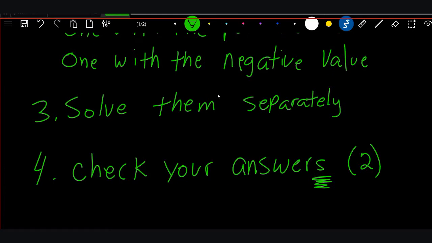And then the fourth step is to check your answers. Plural. Interesting right there. Look at that. Plural. You're going to get two answers on these, one for the positive side and one for the negative side. And they should both check. You should be able to get answers for both of them.